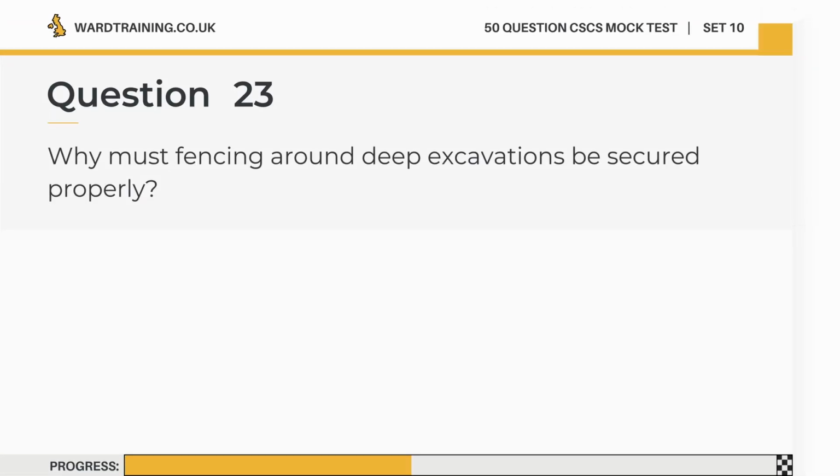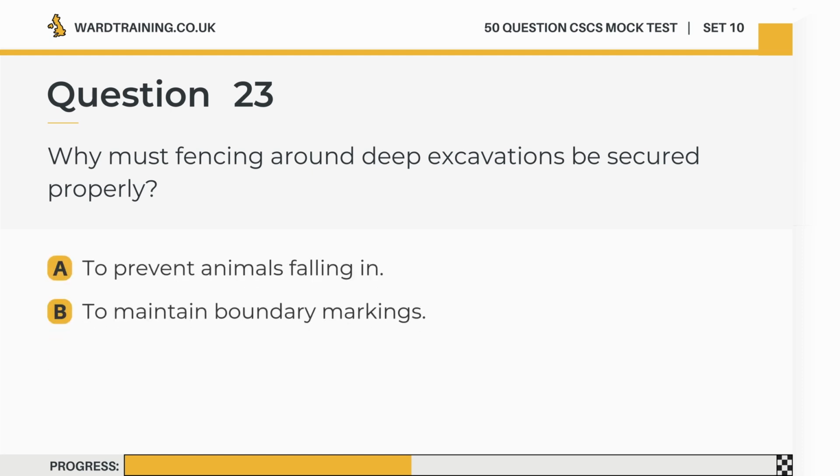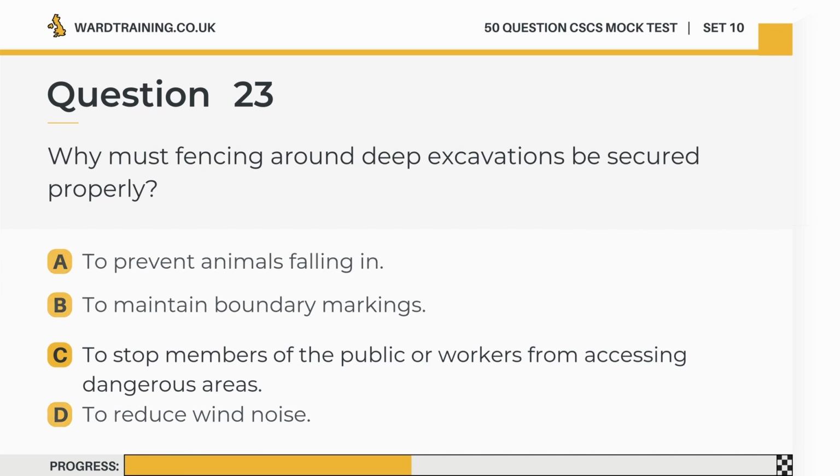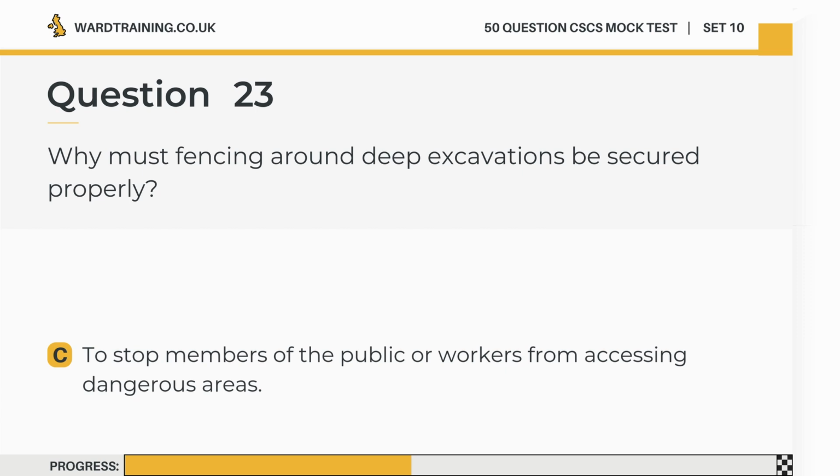Question 23. Why must fencing around deep excavations be secured properly? A. To prevent animals falling in. B. To maintain boundary markings. C. To stop members of the public or workers from accessing dangerous areas. D. To reduce wind noise. The correct answer is C. To stop members of the public or workers from accessing dangerous areas.